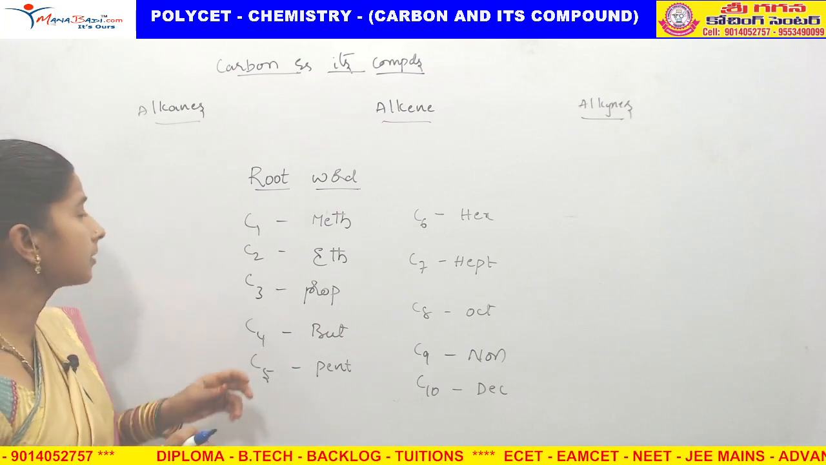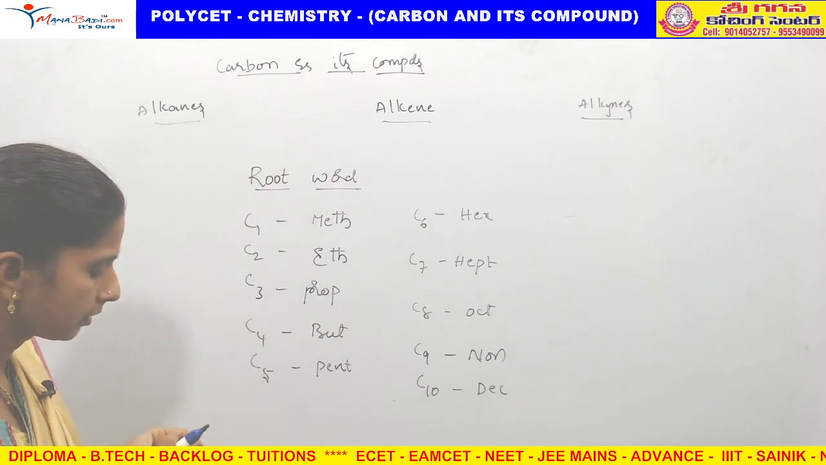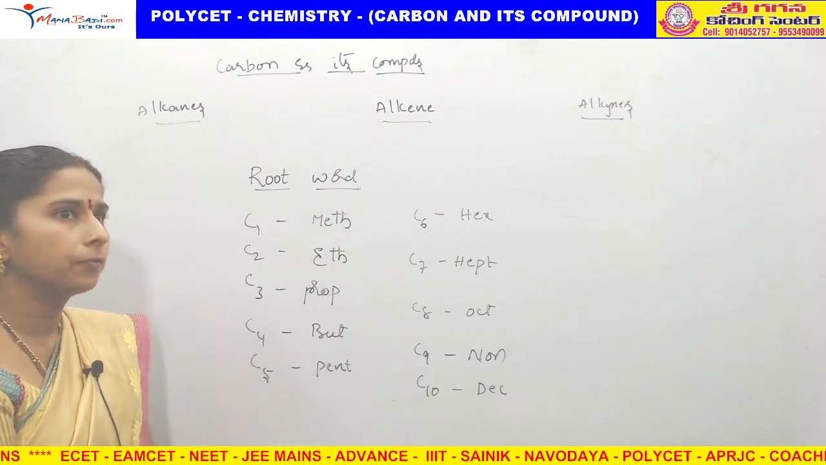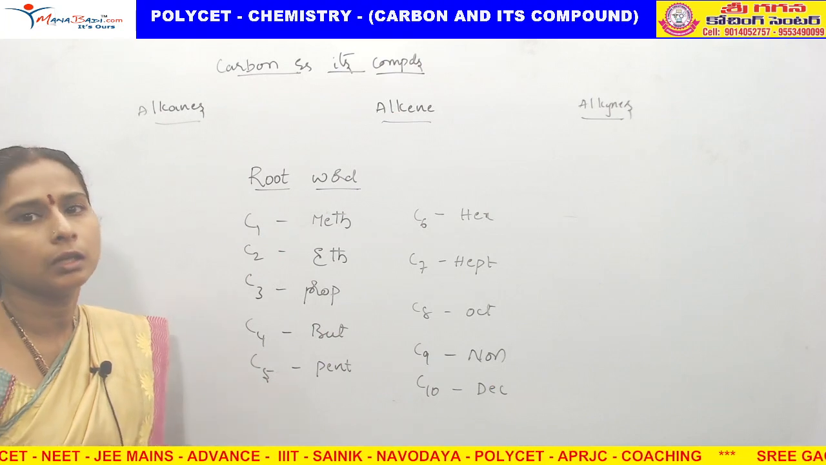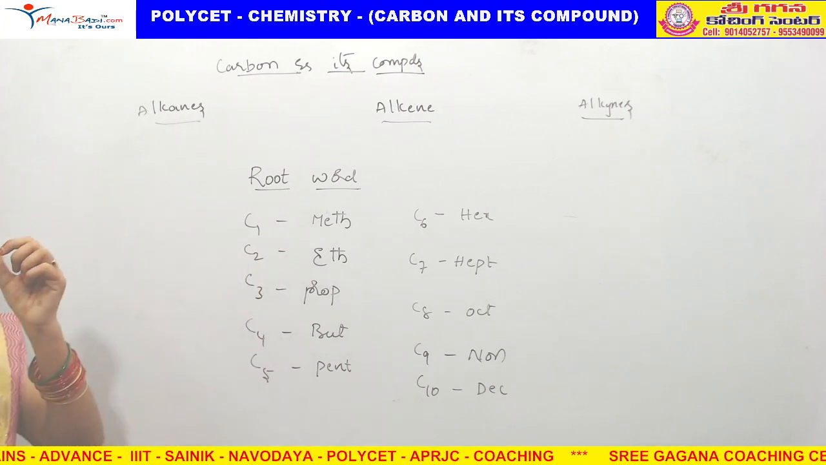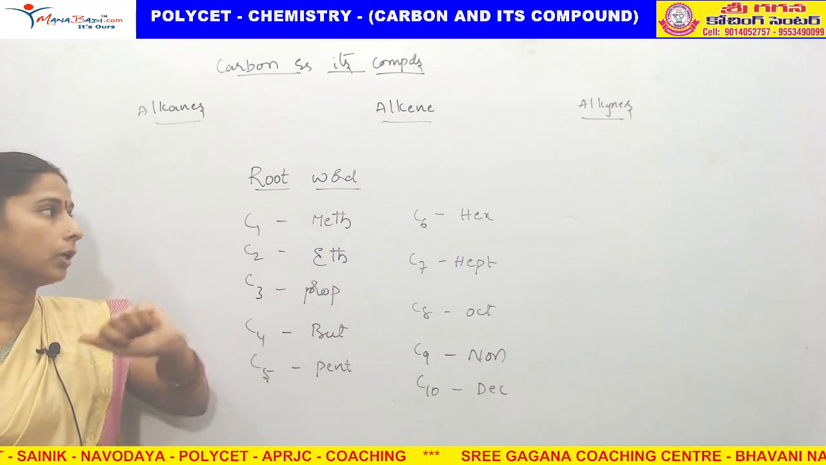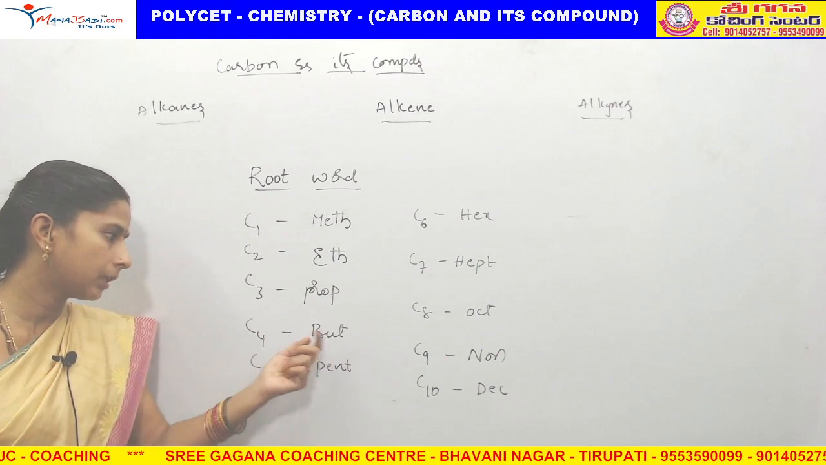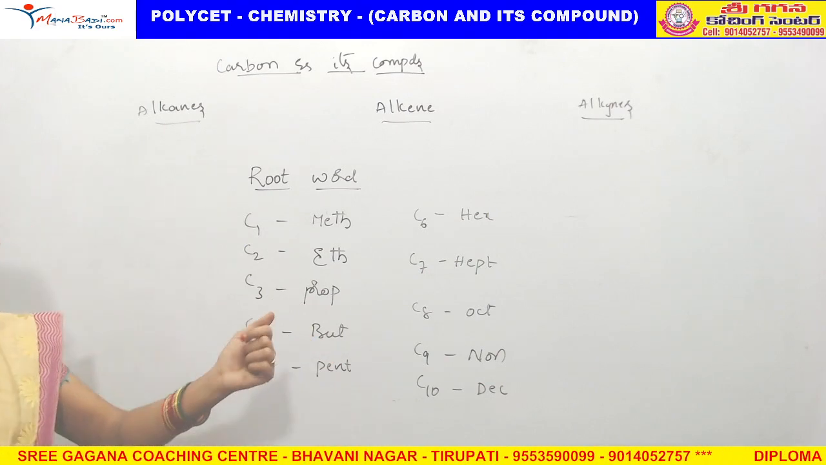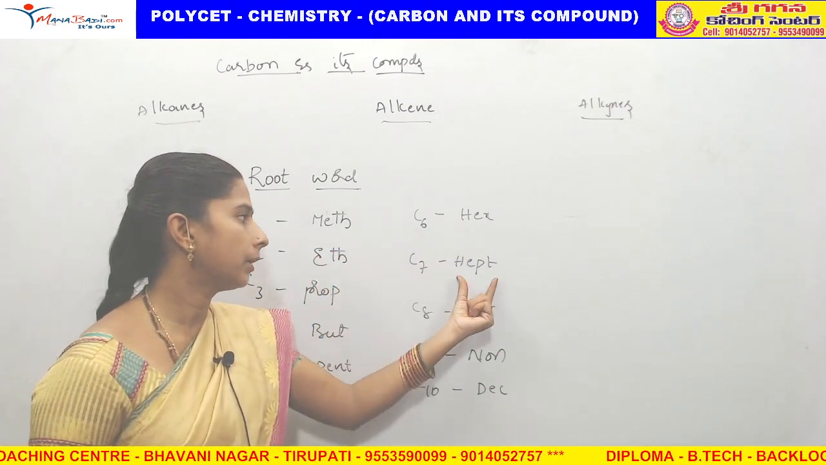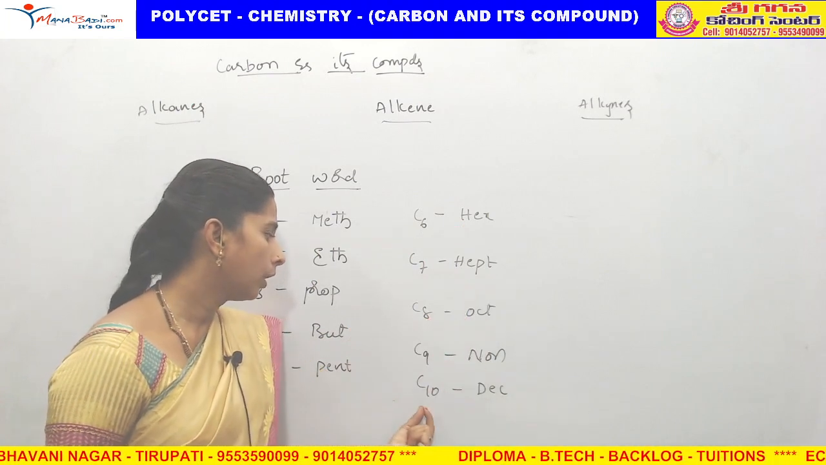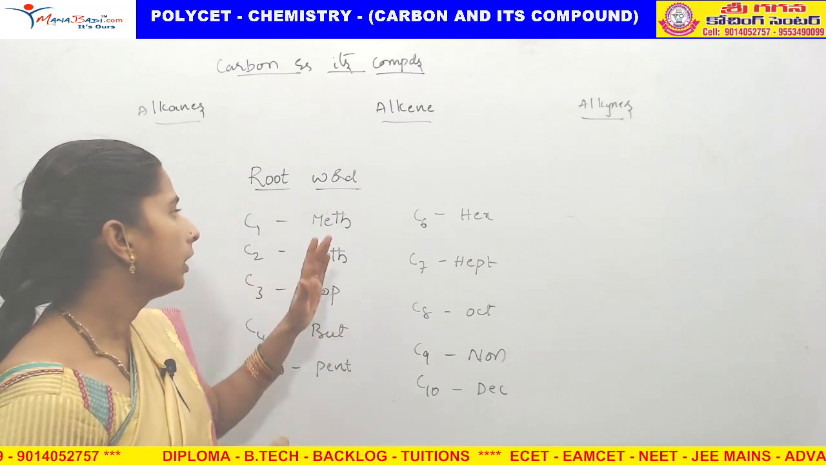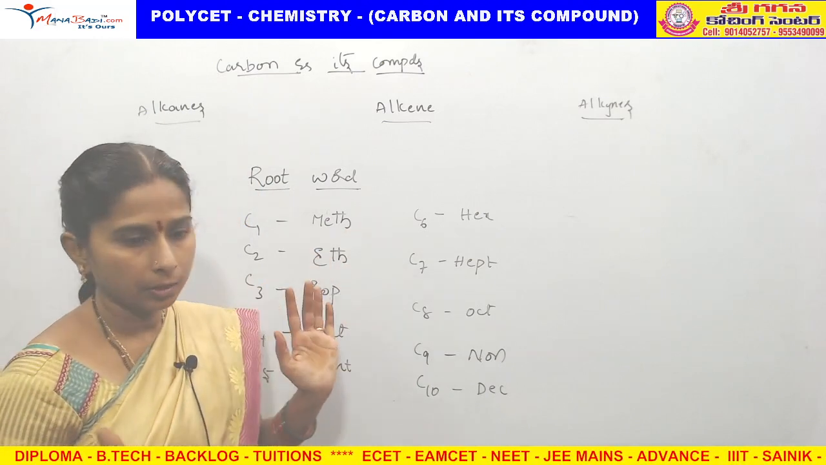Now we are going to discuss alkanes, alkenes, alkynes. Before going to that, we need to discuss root words. When we are naming organic compounds, one carbon is called meth, 2 carbons, eth, 3 carbons, prop, 4 carbons, but, 5 carbons, pent, 6 carbons, hex, 7, hept, 8, oct, 9, non, 10, dec. With these names, we need to call the compound based on its number of carbons.